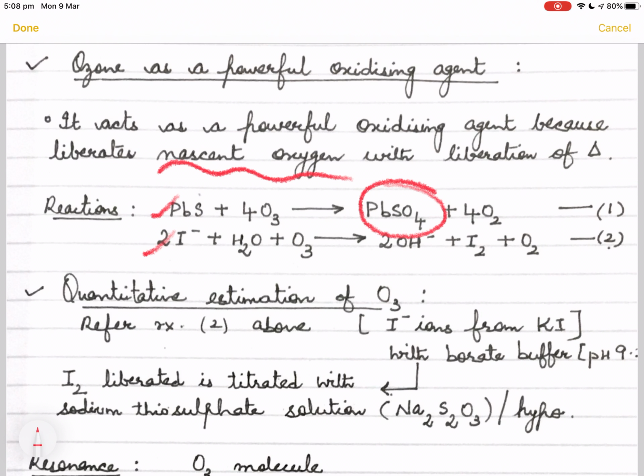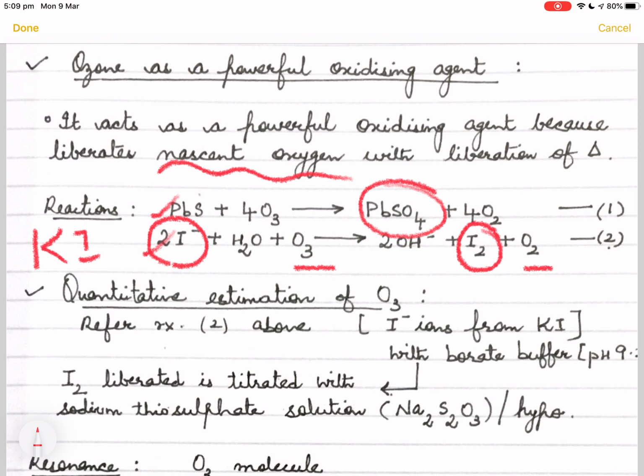In another reaction, iodide ions, I minus. These iodide ions we have got from KI, that is potassium iodide. When a potassium iodide sample is allowed to react with ozone, again this I minus is going to get oxidized to iodine, and ozone itself gets reduced to oxygen. So these two reactions support the oxidizing nature of ozone, and these are very, very important reactions.